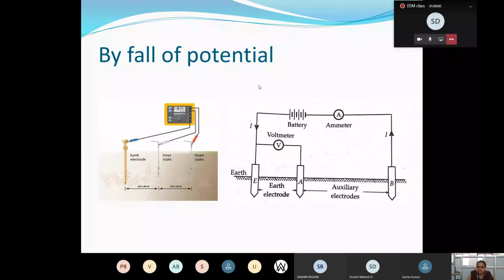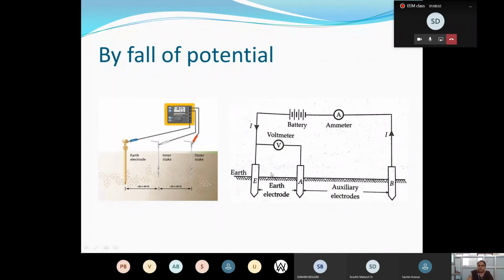The same construction is taken in terms of your circuit diagram. The circuit diagram consists of a voltmeter, an ammeter, a battery, and electrodes, that is electrode E and A, B. A, B are called auxiliary electrodes, and electrode E is called the earth electrode. And this is the ground level, earth.